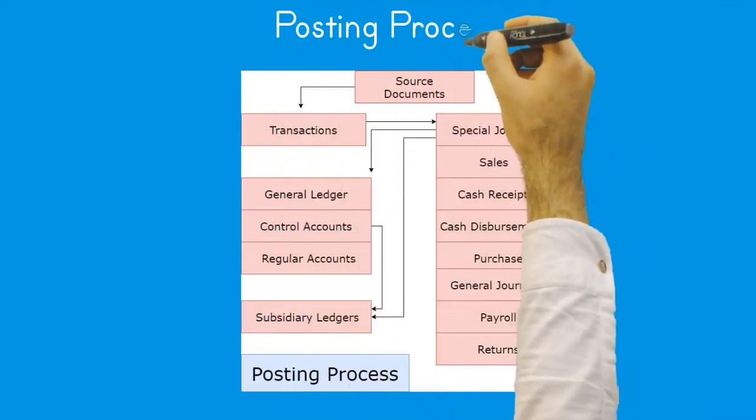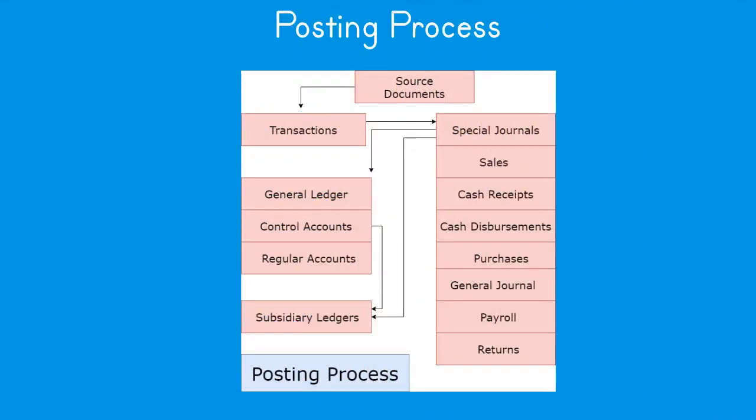You start with a source document that is the basis for a transaction, record the transaction in the appropriate special journal, post the amounts from the special journals to the general ledger control and regular accounts, and update the general ledger subsidiary ledgers. The subsidiary ledgers contain the detail information that supports the balance in the control accounts.